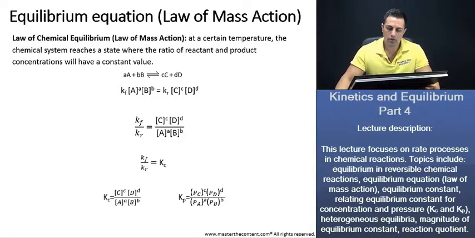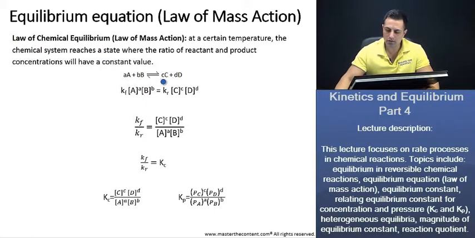The equilibrium equation, law of mass action. So just a reiteration of what we just said, law of chemical equilibrium, law of mass action. At a certain temperature, the chemical system reaches a state where the ratio of reactant and product concentrations will have a constant value. And at that point, what's given is the equilibrium constant, as we will see.